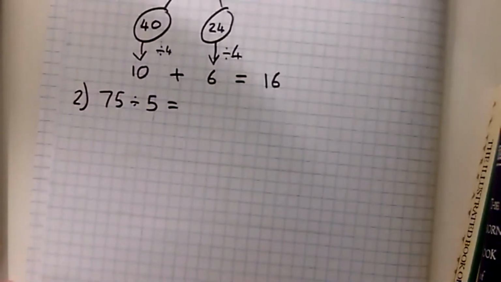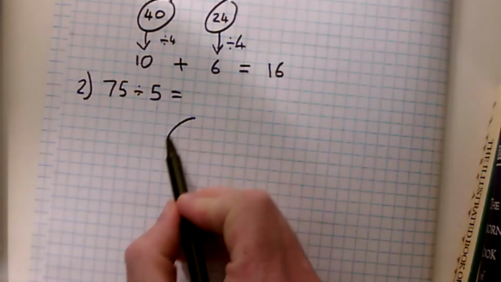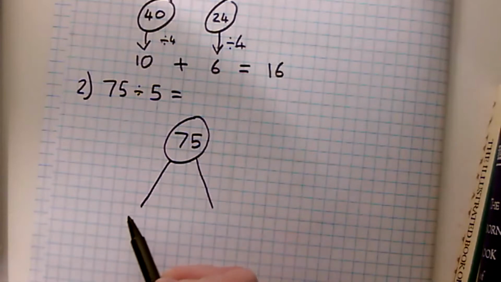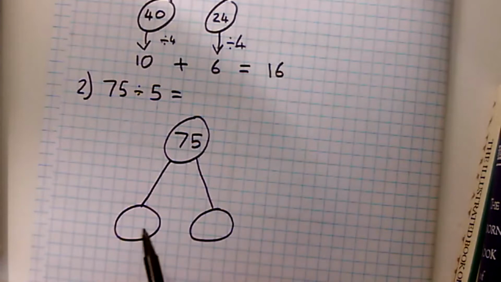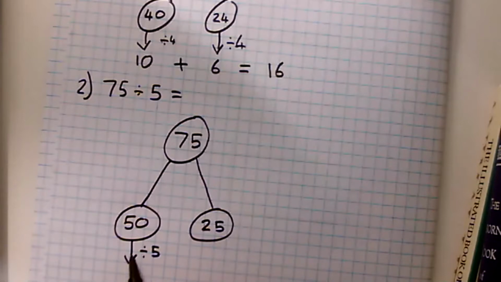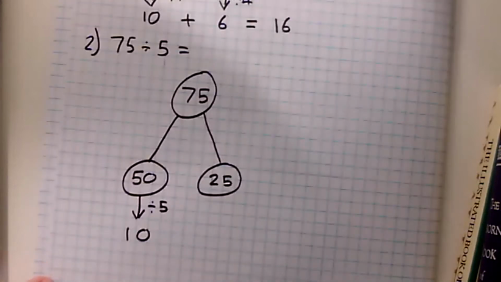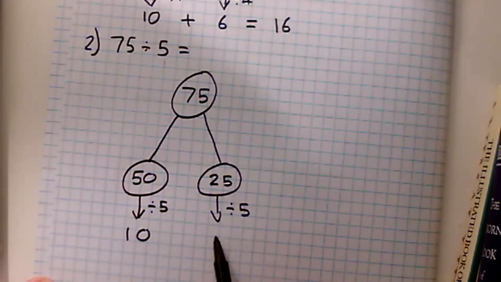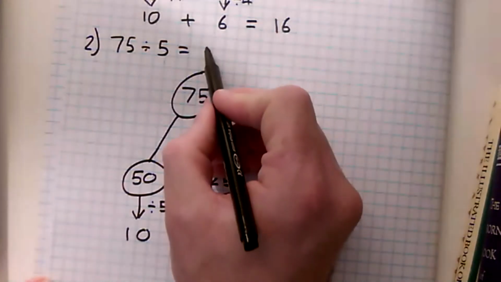Moving on, 75 divided by 5. It's exactly the same process. My whole at the top, 75. My 2 parts coming off. I'm going to take 10 lots of 5, that's 50, as one of my parts. That leaves me with 25. So I've got 50. I'm going to divide that by 5, which will give me 10. 25. Divide that by 5 to give me 5. Add these 2 together to give me 15. So my answer there is going to be 15.